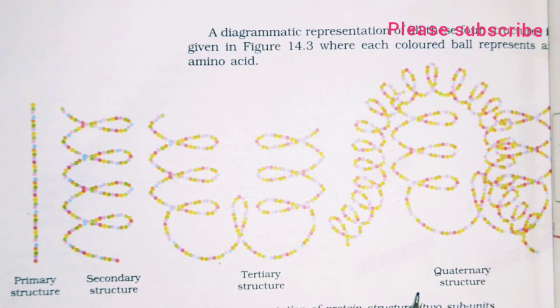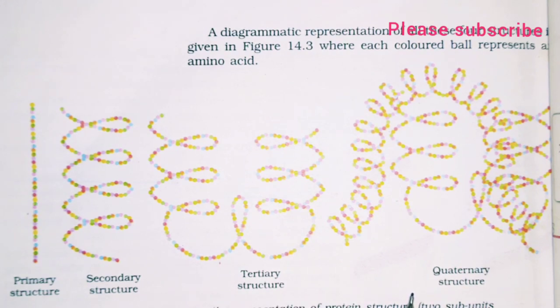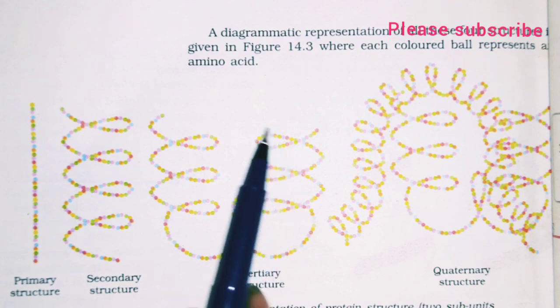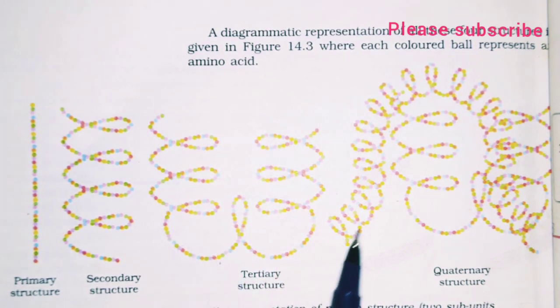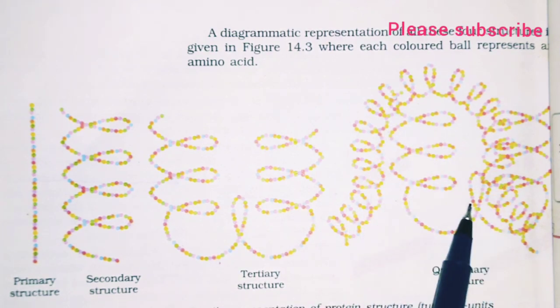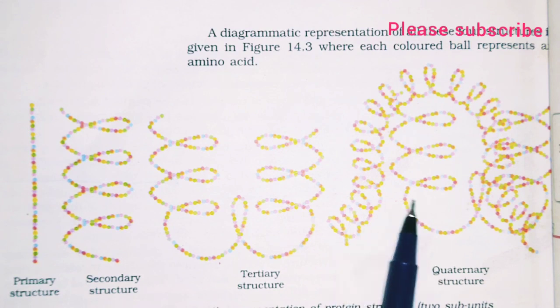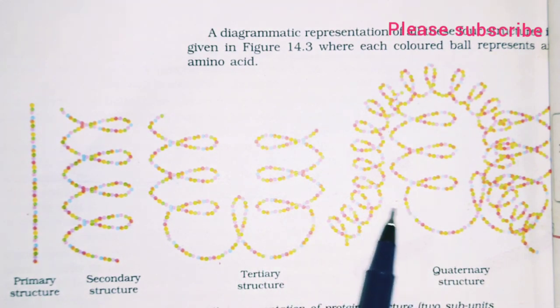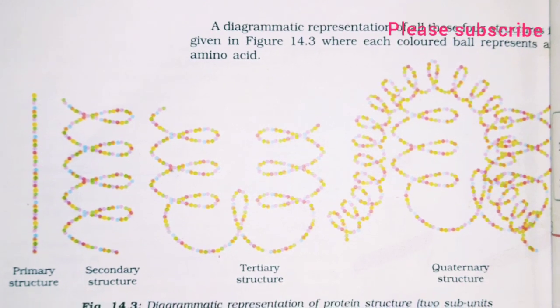But in the quaternary structure, as already said, you have to take two subunits, because some proteins are made of two or more polypeptide chains. It is one of the polypeptide chains, and like that you have to take two polypeptide chains. That means two are there, those are the two subunits. When two polypeptide chains are there, that is called a quaternary structure. It is very easy to remember the structures: primary, secondary, tertiary, quaternary structure. So this is about the protein structure.